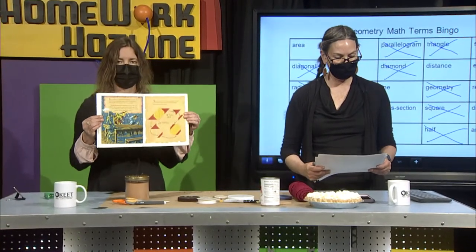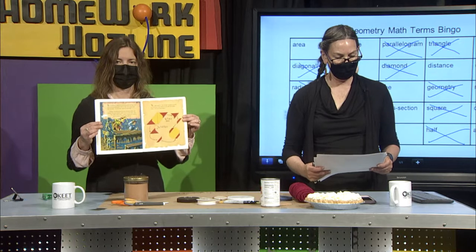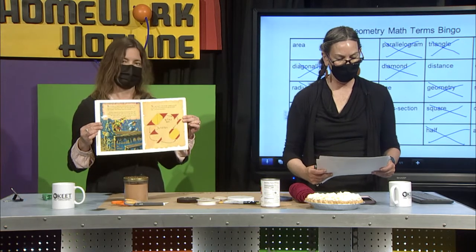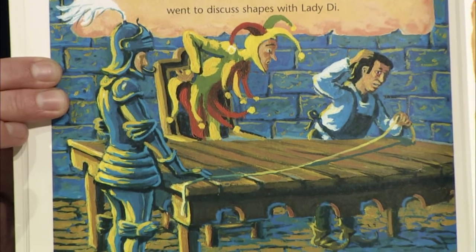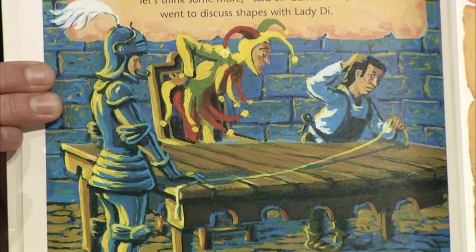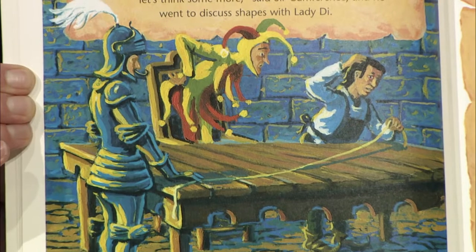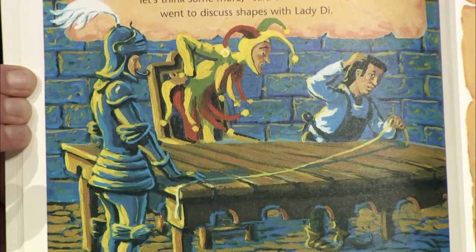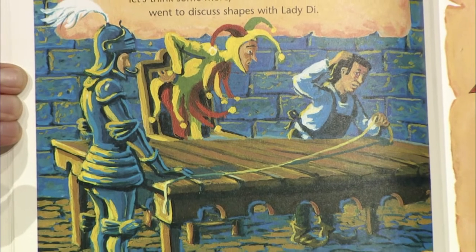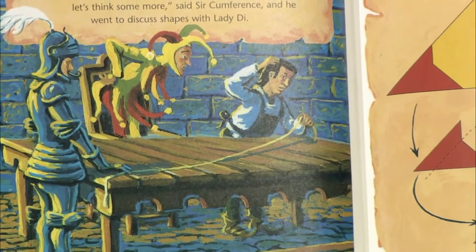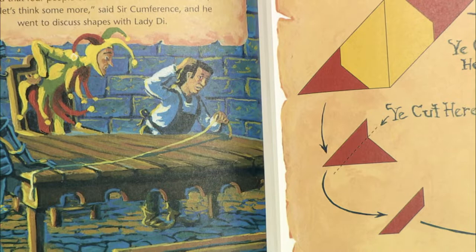Circumference called Geo and explained. Geo said, if we cut the parallelogram table in half, that would leave two triangles. One triangle might be too small. So they measured the proposed triangular table and realized that four people could not fit on each side. Geo, let's think some more, said Circumference, and he went to discuss shapes with Lady Di.